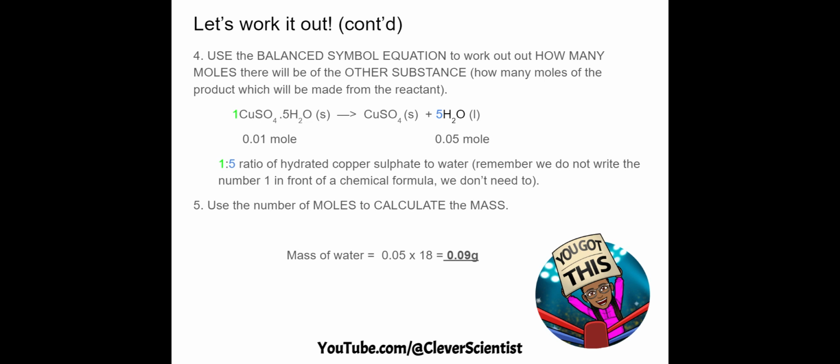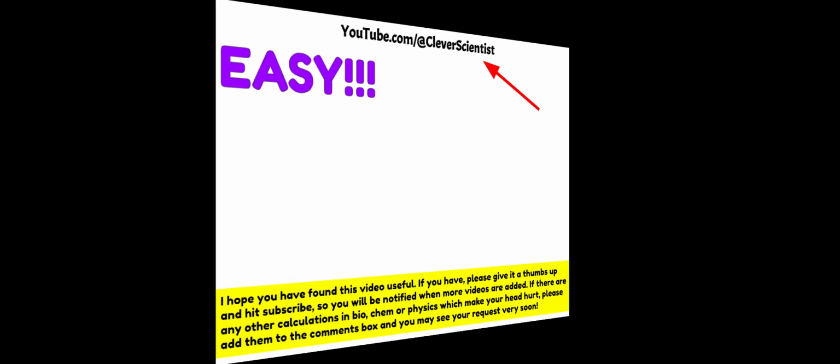Then lastly, we're going to use the number of moles to calculate the mass. So all you do is multiply the number of moles by the formula mass and you get the mass of water, which in this case is 0.09 grams. Easy!